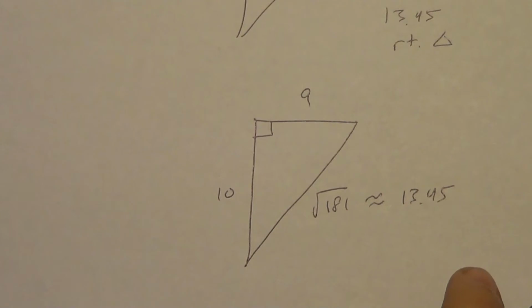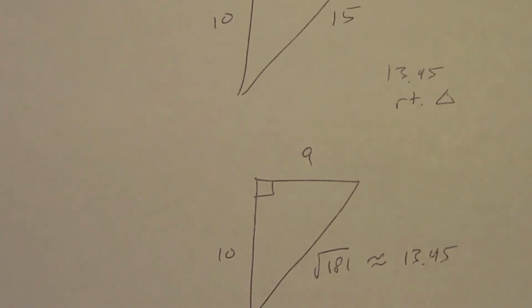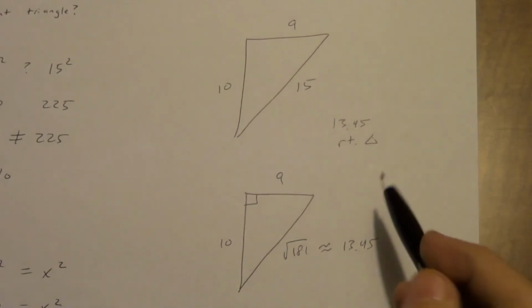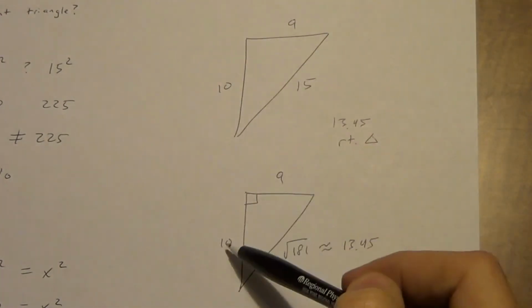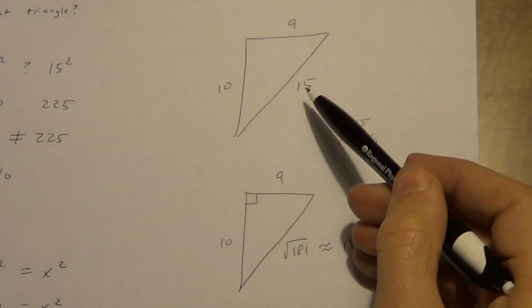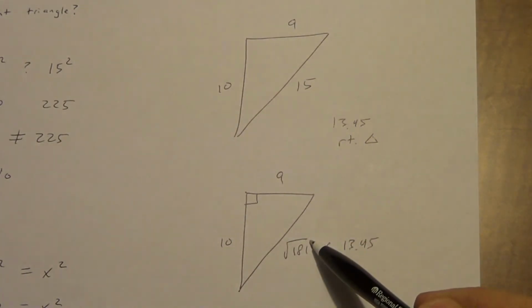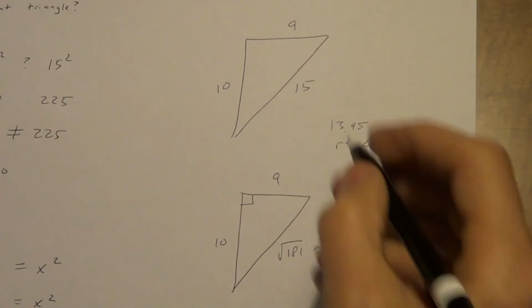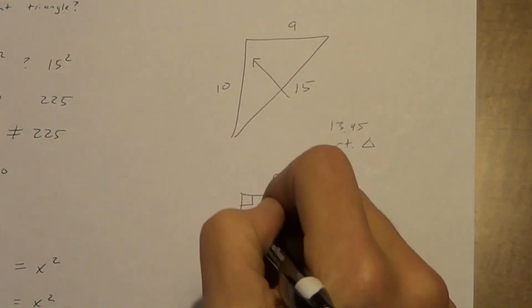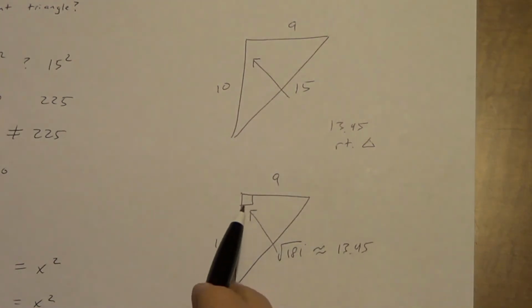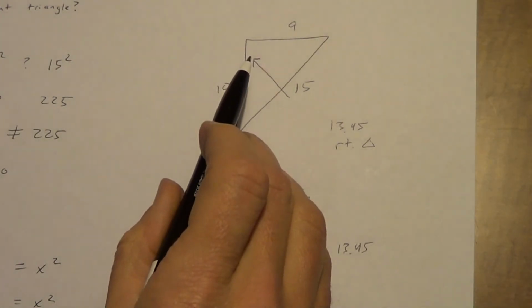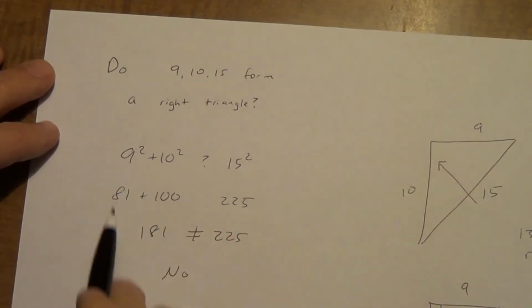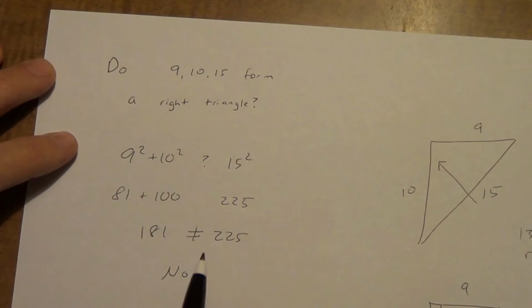Okay. So comparing these two triangles, let me zoom out a little bit so we can see them at the same time. All right, we have two sets of congruent sides. We have a third side that is not congruent. The bigger third side is across from the bigger included angle. And we know that this angle is 90. So this angle has to be bigger than 90. Therefore, this must form an obtuse triangle. All right?